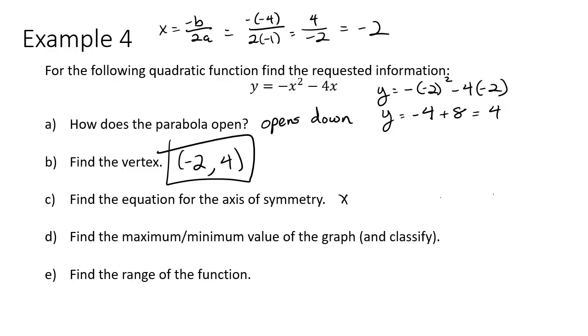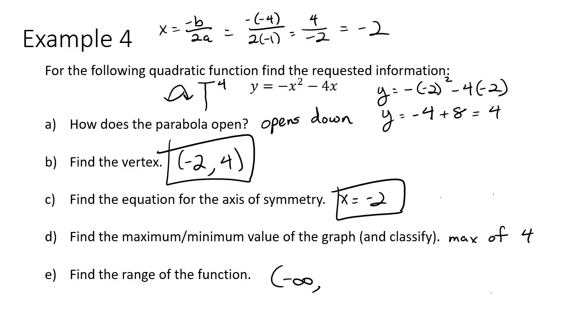Axis of symmetry would be x is equal to negative 2. Because this one opens downwards, this graph would have a max of positive 4, the y value of the vertex. And if 4 is the biggest y value, the range would be from negative infinity up to 4.